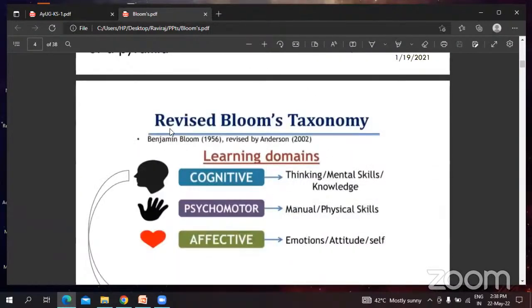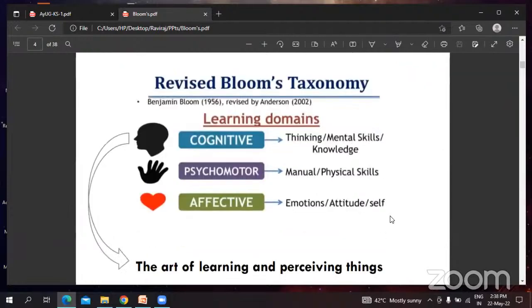These are the 3 domains of Bloom's taxonomy: cognitive, psychomotor, and affective. Cognitive is related to what we think, what our mental skills are, and what knowledge we have perceived or received, or are going to receive or perceive. The next domain is the psychomotor domain, where you will be practicing the skill, or demonstrating a skill that has been taught to you.